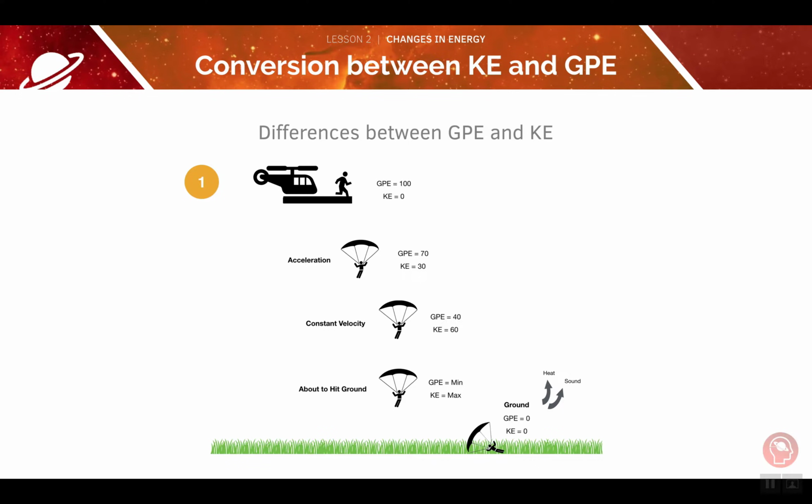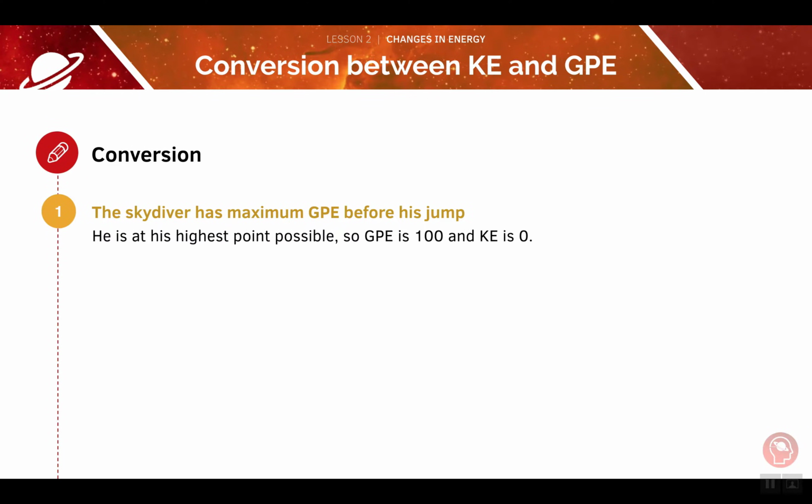In this scenario, we're going to look at the stages of a skydive and explain the changes between GPE and KE at each stage. In the first stage, the skydiver is going to have the maximum GPE before his jump. He's at his highest point possible, so the GPE will be 100 and the KE will be 0.